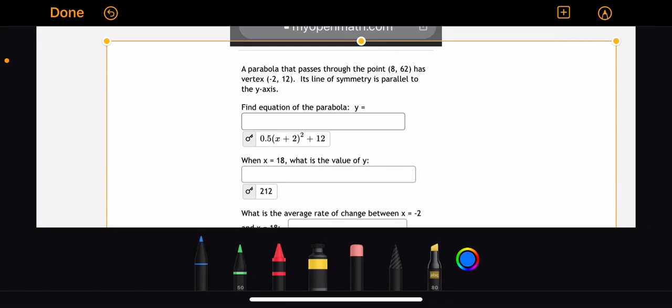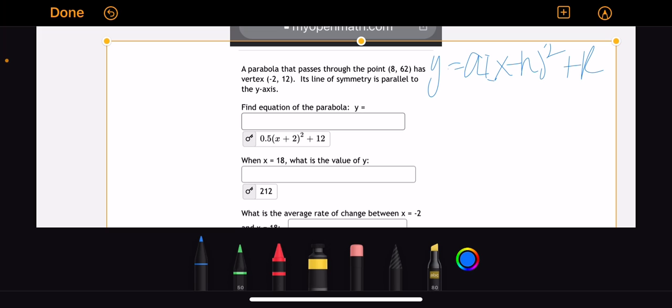All right, let's look at this. So the first thing you need to remember is the equation, right? So y equals a times x minus h squared plus k, right? So that's not a 9, that's an a there. So I'm going to have to erase that again.